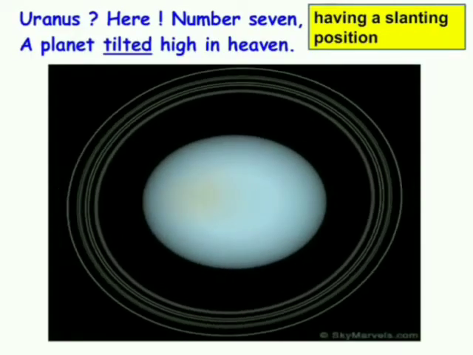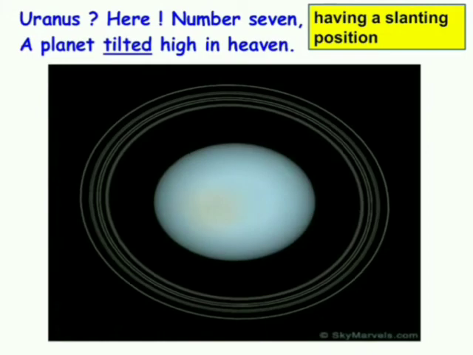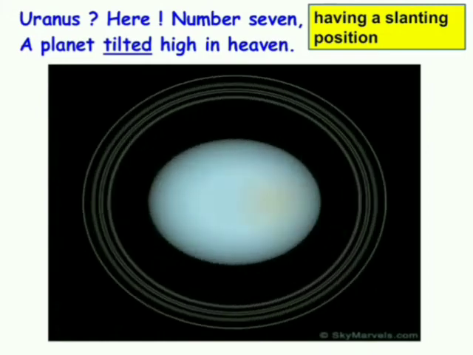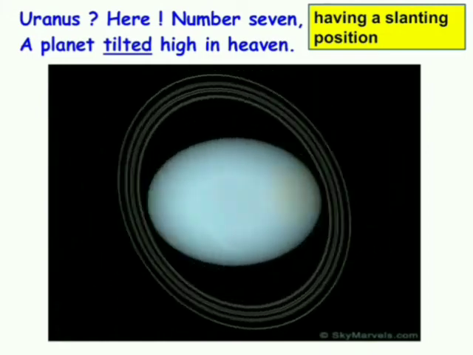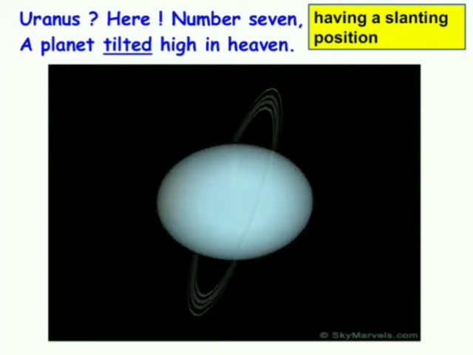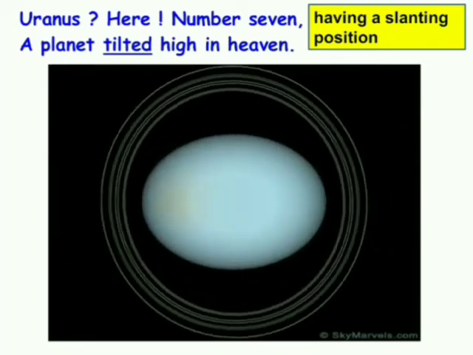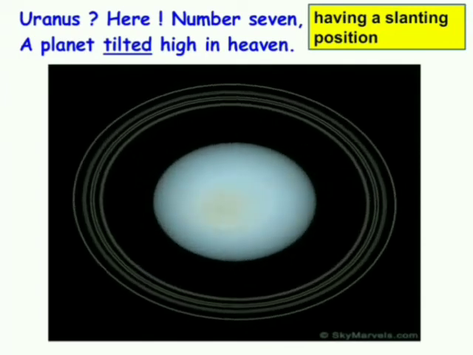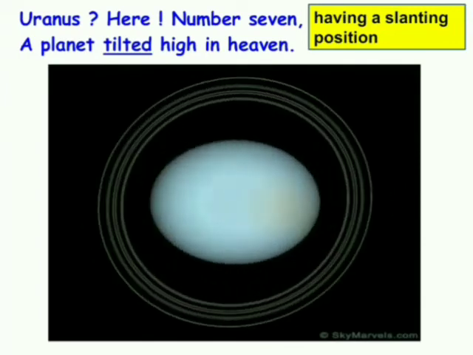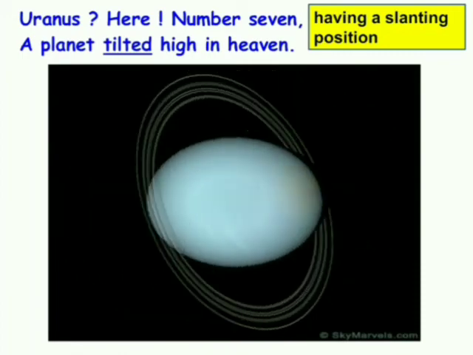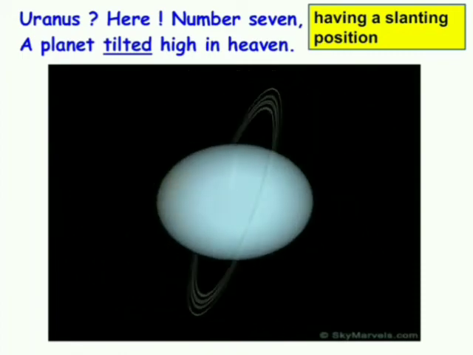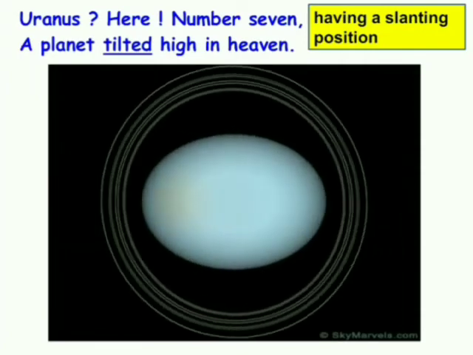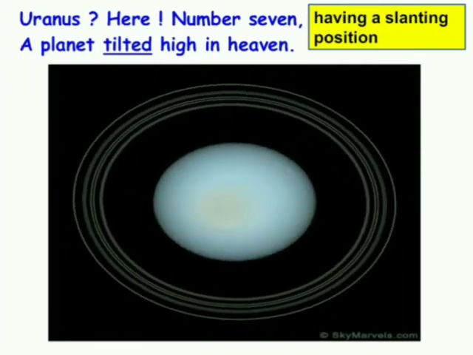Oh, one more planet playing hula hoop? Let's find out its name. Uranus here, number 7, a planet tilted high in heaven. Here, the word tilted means having a slanting position. Uranus is the 7th planet from the Sun. It is the coldest planet. Therefore, it is also called an ice giant. You can see in the picture, Uranus also has rings like Saturn.